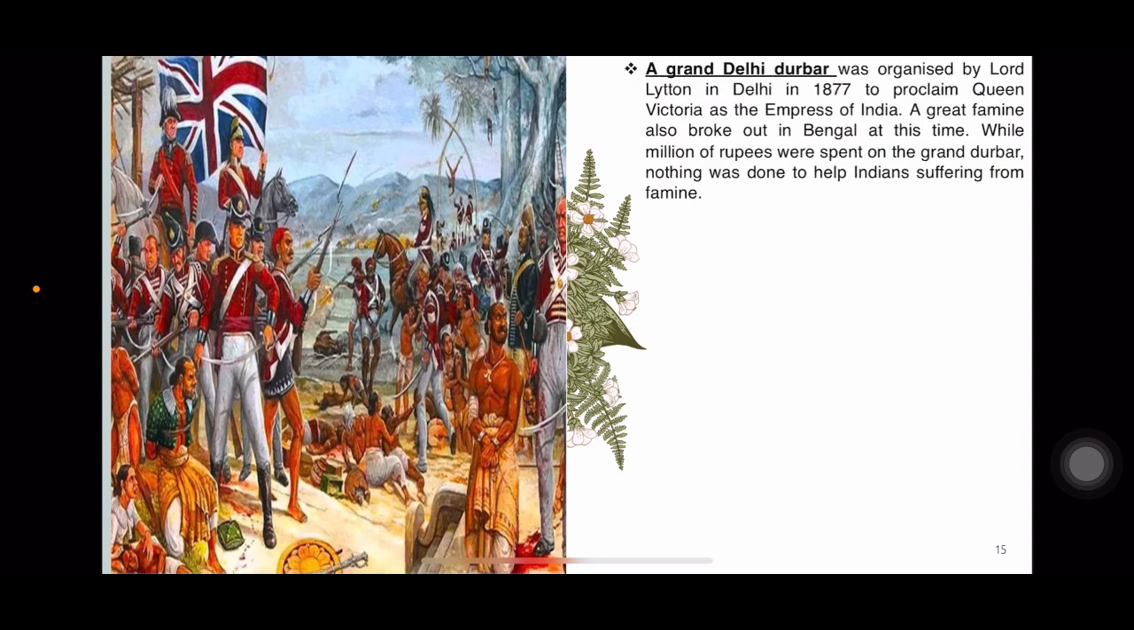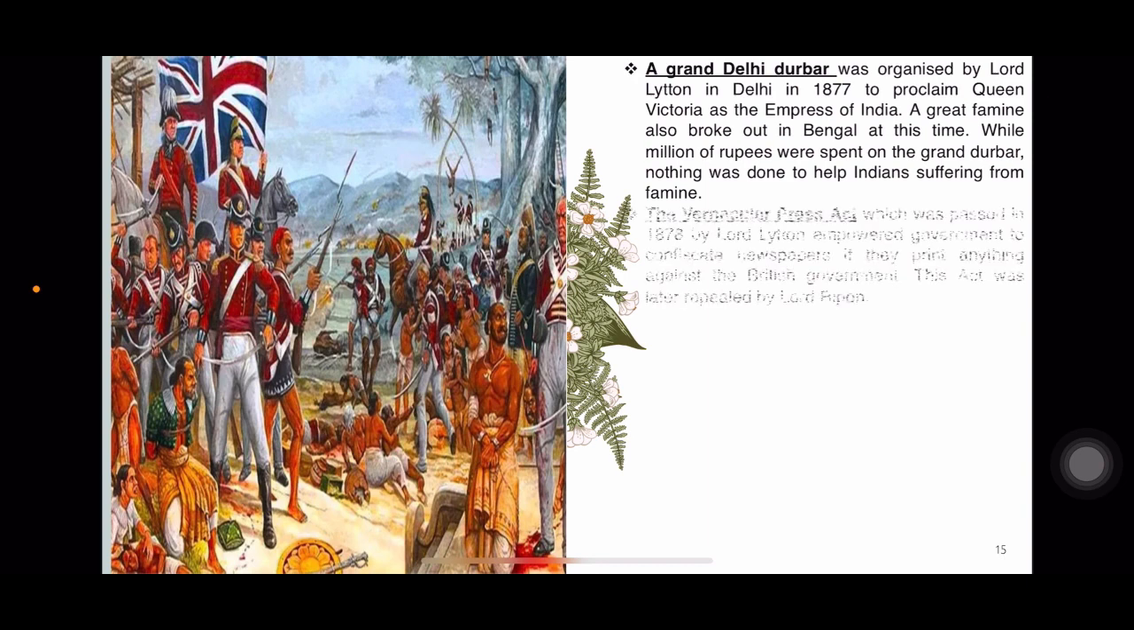A Grand Delhi Darbar. A Grand Delhi Darbar was organized by Lord Lytton in Delhi in 1877 to proclaim Queen Victoria as Empress of India. A great famine also broke out in Bengal at that time. While millions of rupees were spent on the Grand Darbar, nothing was done to help Indians suffering from famine.